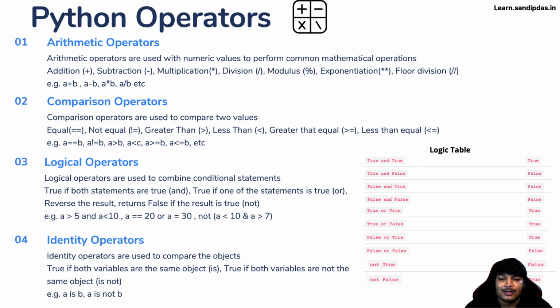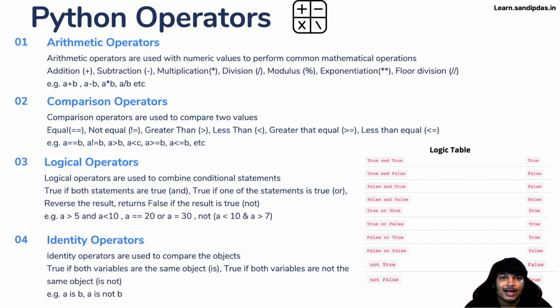Okay. Now, third one is the logical operators. Logical operators are used to combine conditional statements. For example, true if both statements are true using AND, true if one of the statements is true using OR, reverse the result, return false if the result is true using NOT.